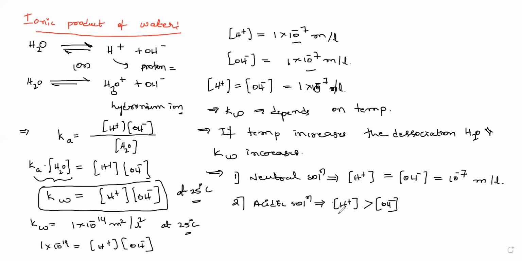In this condition, what is the H plus value? It is 10 to the power of minus 1 to 10 to the power of minus 6 only, meaning greater than 10 to the power of minus 7. Then the concentration of OH minus is 10 to the power of minus 8 to 10 to the power of minus 14. So for all acidic solutions, the concentration of H plus is 10 to the power of minus 1 to minus 6, and the concentration of OH minus is always 10 to the power of minus 8 to minus 14.